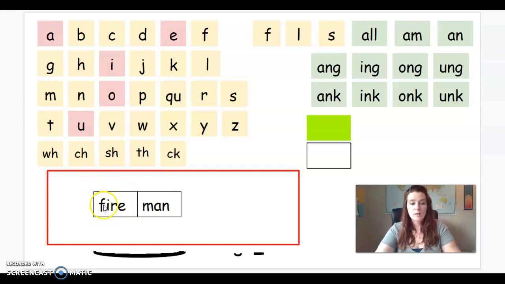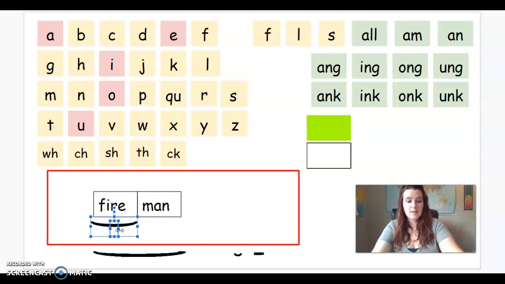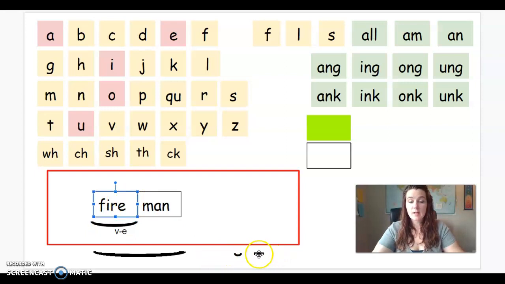Okay? Looking at this first syllable. Is this a vowel consonant E syllable or a closed syllable? What do you think? Shout it out. It's a vowel consonant E. Let's mark it up so that we can all see the vowel consonant E. We'll label it because we had already decided that it's a vowel consonant E. Okay. And now if it's a vowel consonant E, that means there's a long I.